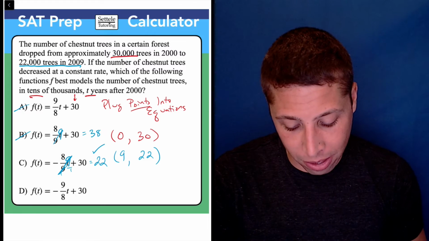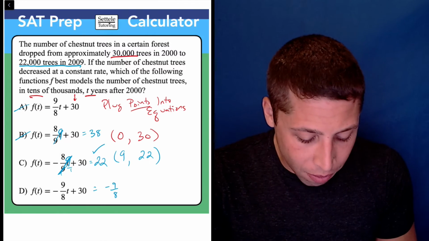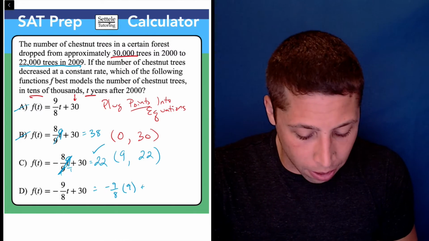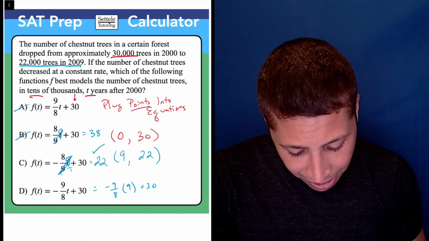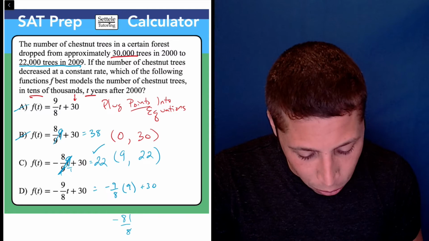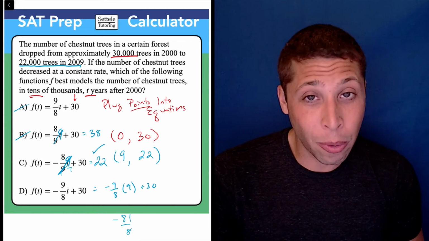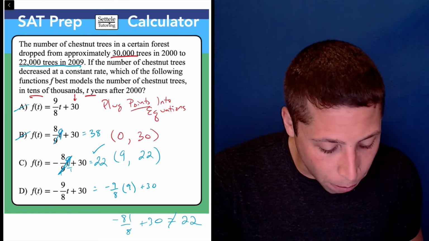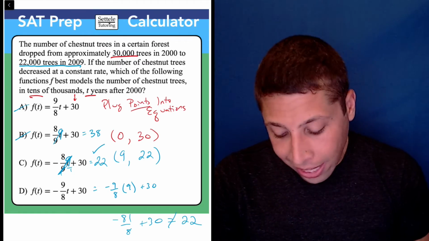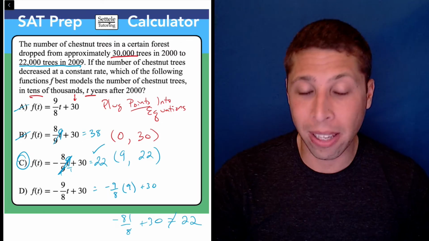Let's try the same thing with D though. Here we'd have negative 9 over 8 times the 9 plus 30. Well, negative 9 over 8 times 9 does not work out nicely, right? That's negative 81 over 8. Now, I don't know what that is, but it doesn't divide evenly, so no matter what, it's not going to get me a number like 22. So I don't even need the calculator here to know that this number is too messy to be correct.